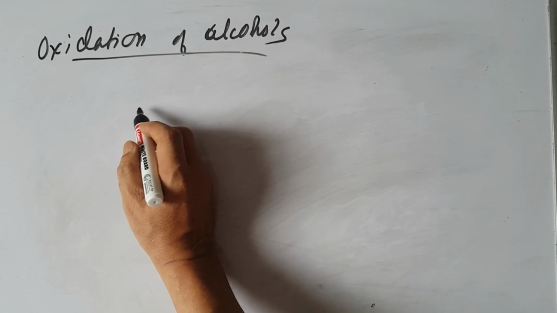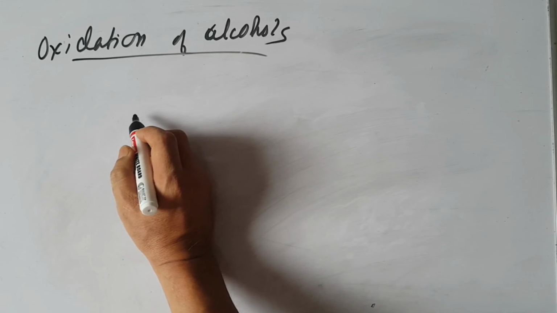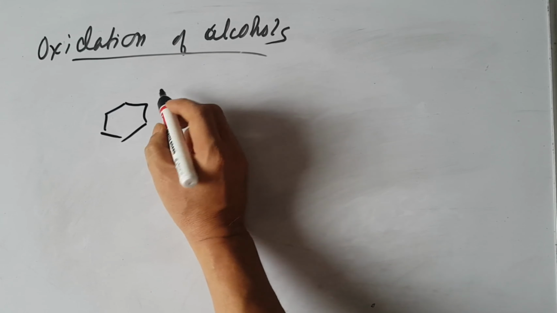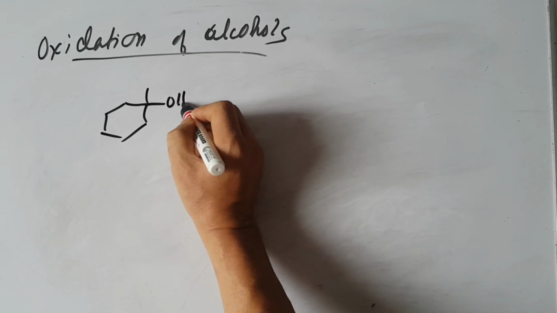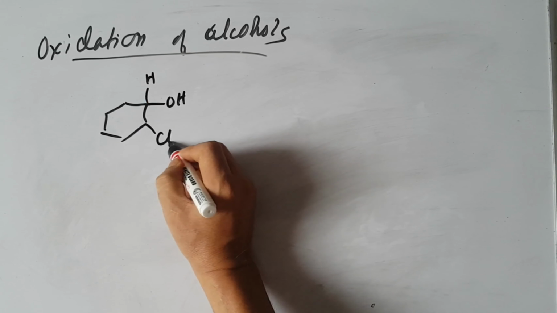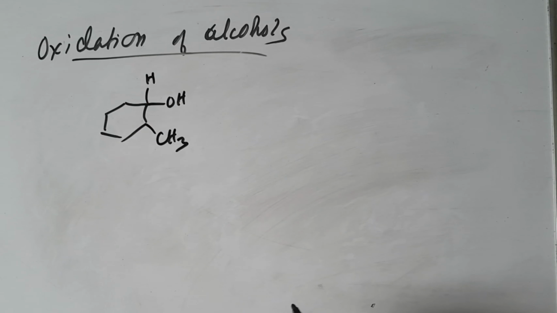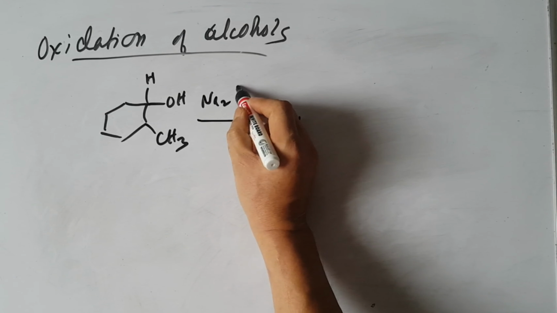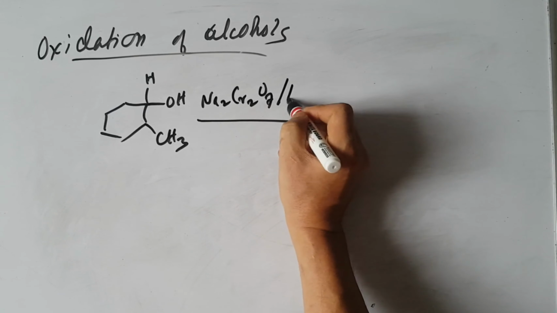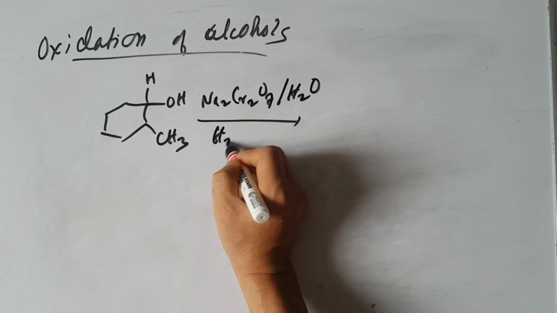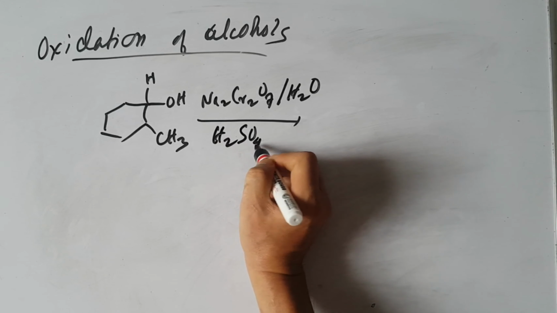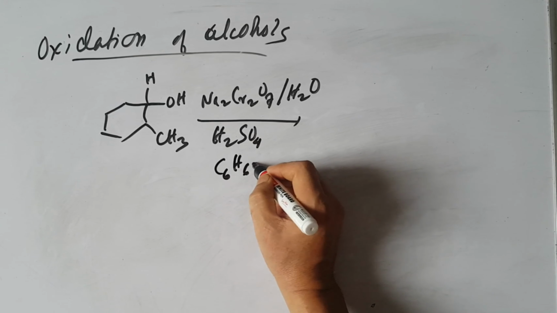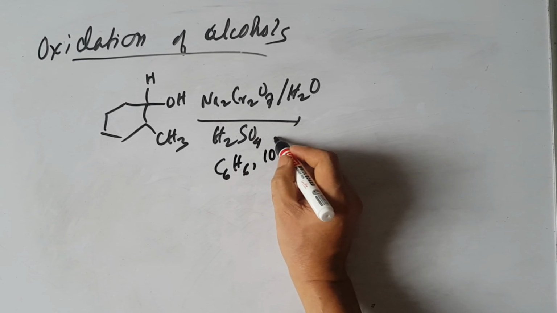Instead of using acetic acid, sulfuric acid can also be used. Another application is that secondary alcohols are mostly used in cyclic ketones, cyclic compounds, cyclic alcohols. So here sodium dichromate in the presence of water, and sulfuric acid is used, at around 0 to minus 10 degrees Celsius.